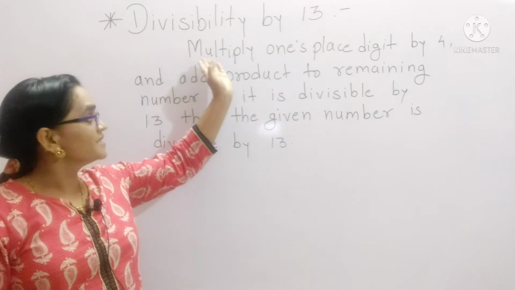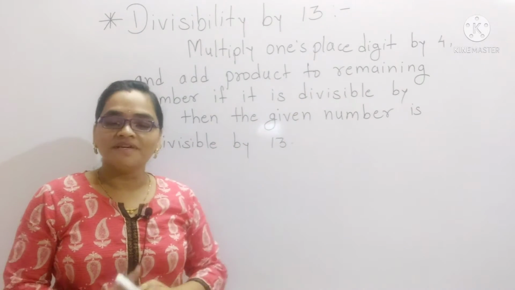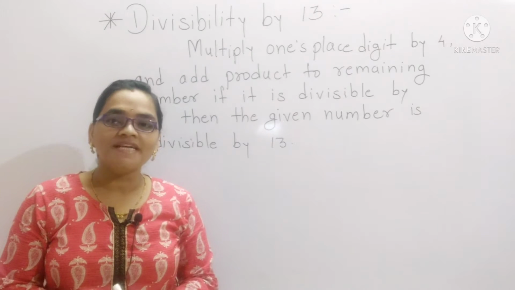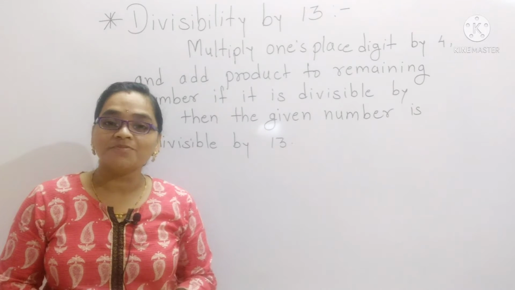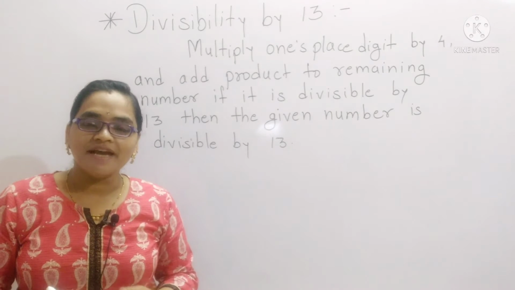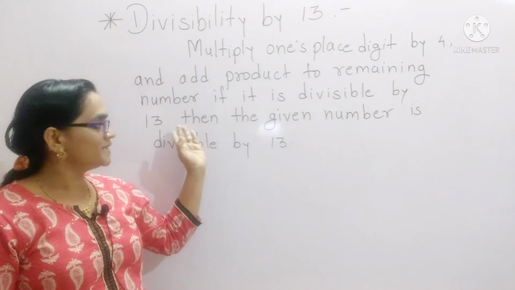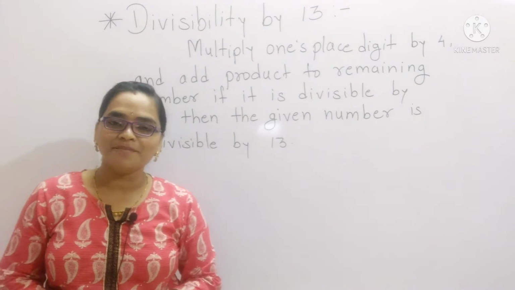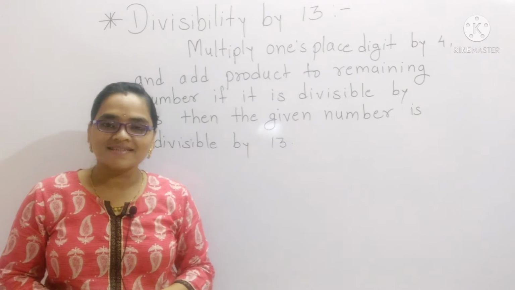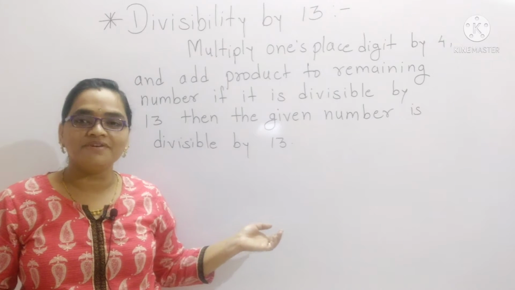The second test is to multiply the ones place digit by 4. We have to check the ones place digit and multiply that digit by 4, and the product we get, we have to add to the remaining number. If it is divisible by 13, then the given number is divisible by 13. Let's discuss with examples how the test actually works.